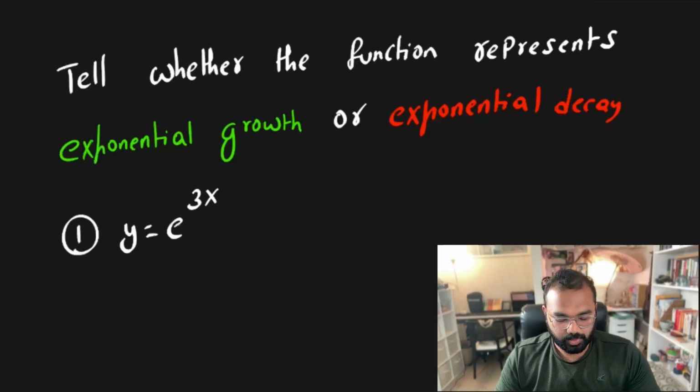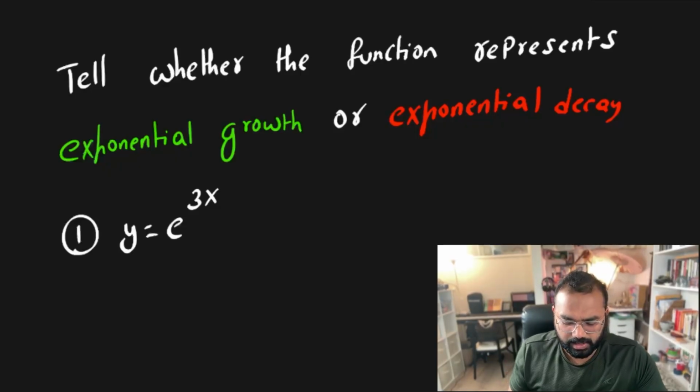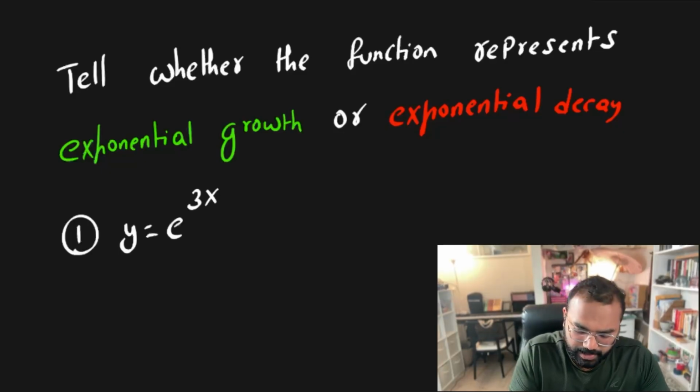So we have this exponential function y equals e to the power of 3x, and we need to determine if it's an exponential growth or exponential decay. How do we tell if a model is exponential growth or a decay?